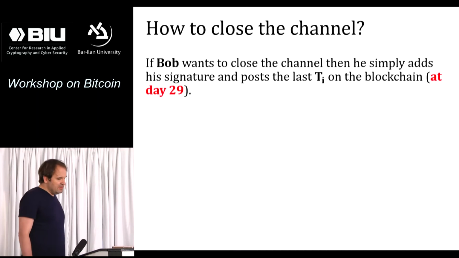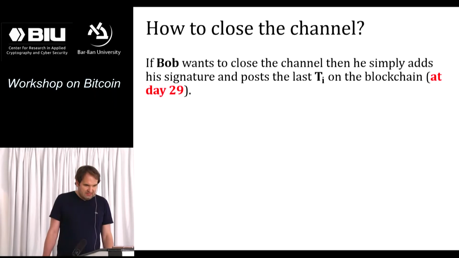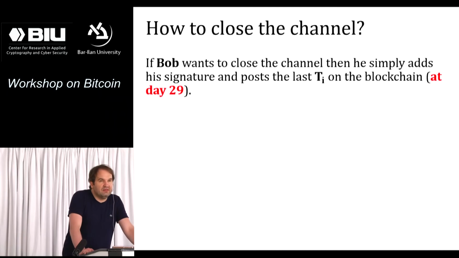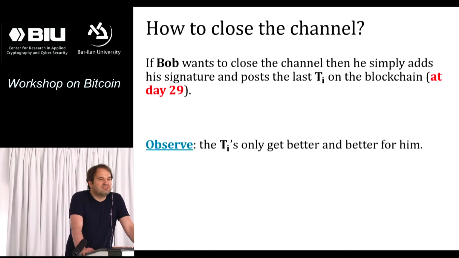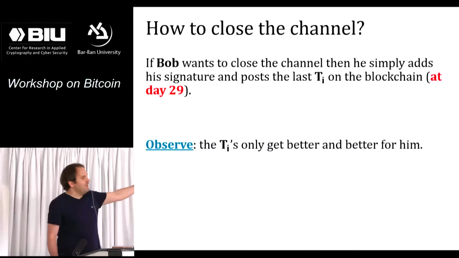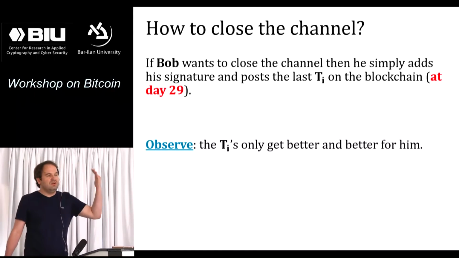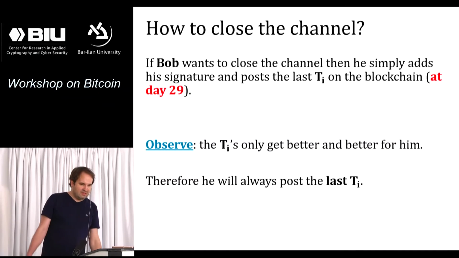So how to close the channel? Bob can simply at day 29 add his signature and post the latest TI. Why would he post the last TI, not some earlier TI? Because the later the better for him. He gets more money, right? We don't care about what happens to people who don't protect their own interest. So it is in his own interest to spend the last TI. We can assume he will do it.